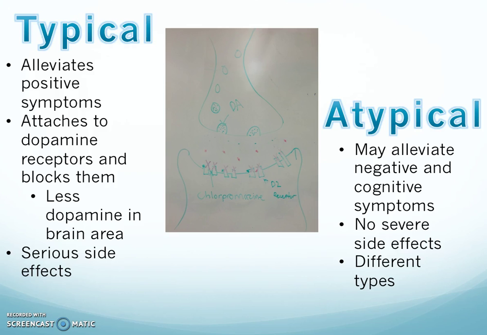There are many different types of atypical antipsychotics that work on different neurotransmitter systems, reducing dopamine but also acting on other neurotransmitters to relieve the symptoms of schizophrenia.